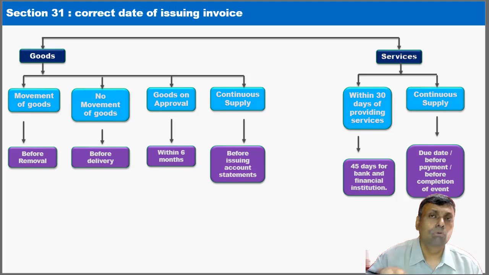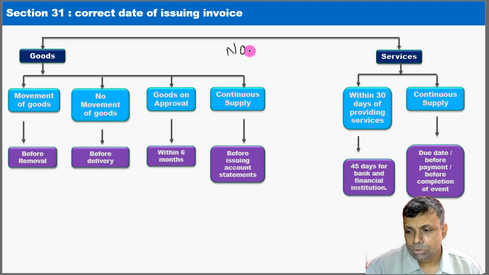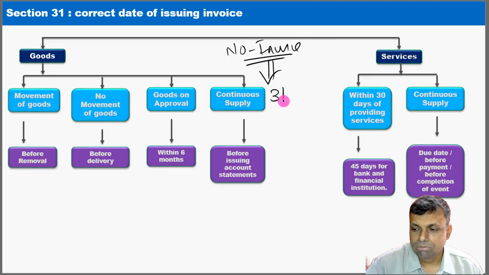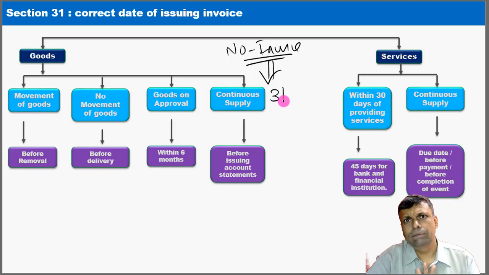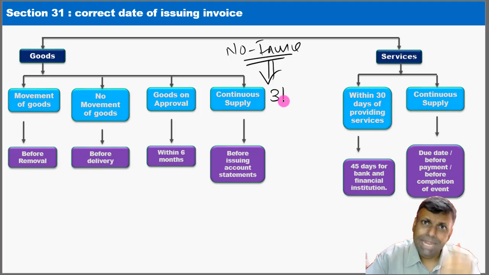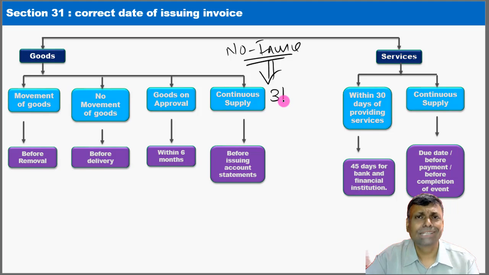Now, one of the things I want to bring to your notice is that there is a concept of a correct date. What do you mean by a correct date? That also you better understand. Say, for example, if there is no issue of invoice, then section 31 will tell you that this is the date which will be considered as relevant. You have not issued the invoice, so this is an upper time limit by which the invoice should be issued. You haven't issued it, forget it, that's your problem. Section 31 will say that your date of invoice will be deemed to be this particular date.